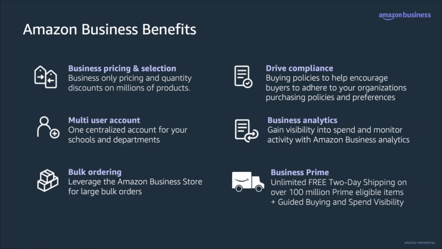And guided buying is where you can prefer a given category or item. You can restrict given categories, and then you can ultimately block as well. Those are really good ways to be able to guide employees to purchase what is recommended by the organization and purchase over alternative items. And then the last piece, you heard me talk about spend visibility.